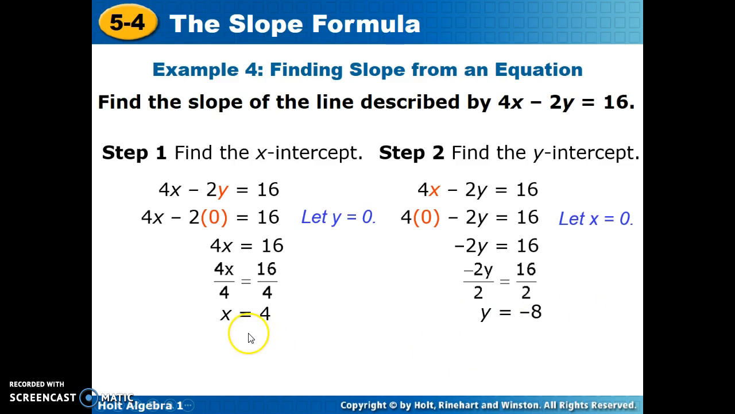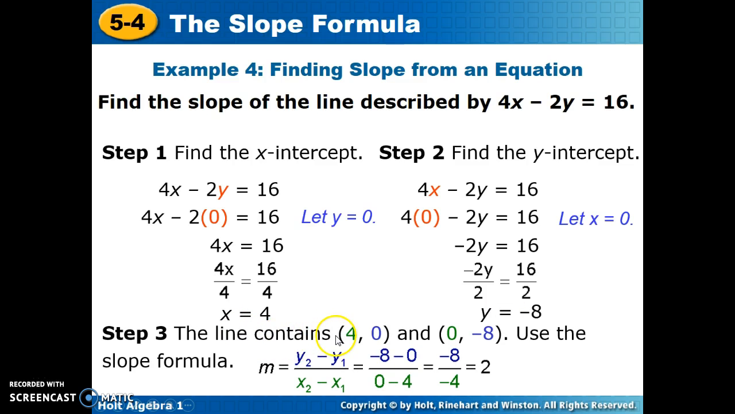So this is the ordered pair (4, 0). This is the ordered pair (0, -8). Now you have 2 points, so whenever you're given 2 points, you can always find the slope. So y2, -8 minus 0, which is y1, over x2, 0 minus 4, which would be -4. So -8 divided by -4 is 2. You found the slope just by looking at an equation, picking out the intercepts, and using those intercepts as ordered pairs to make your 2 points.